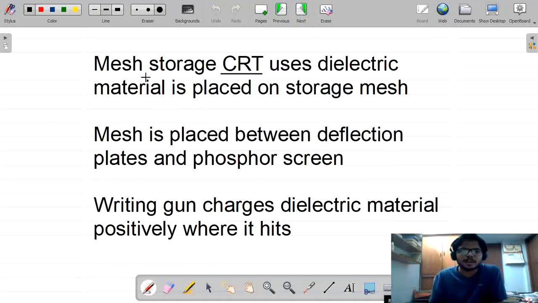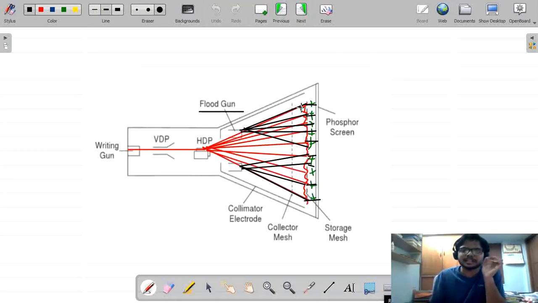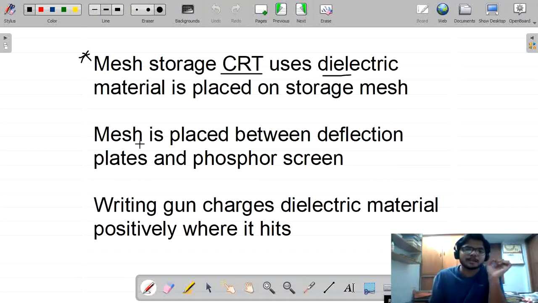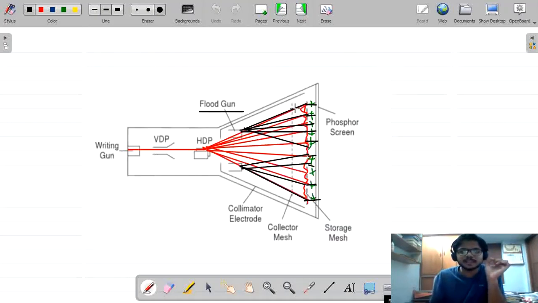Now, mesh storage CRT uses a dielectric material placed on a storage mesh. It is the important one. So what are we doing here? Mesh storage CRT uses a dielectric material. I have already said that here we are using a dielectric material. Mesh is placed. Where are these meshes placed? These meshes are placed between the deflection plates and the phosphor screen.